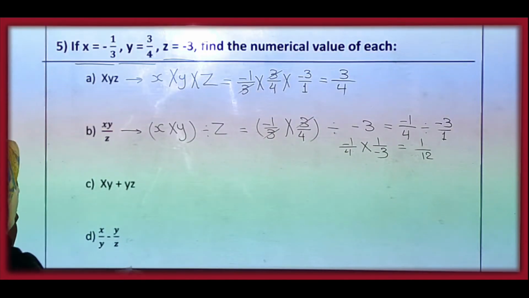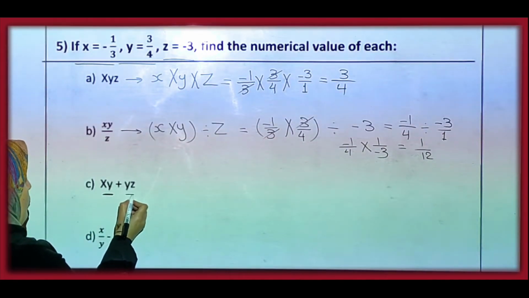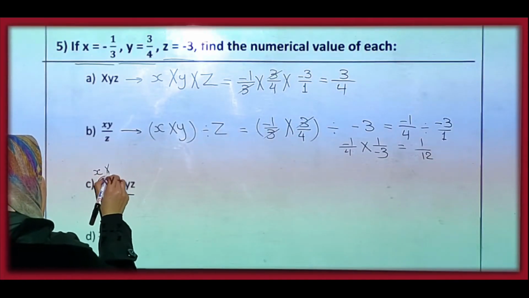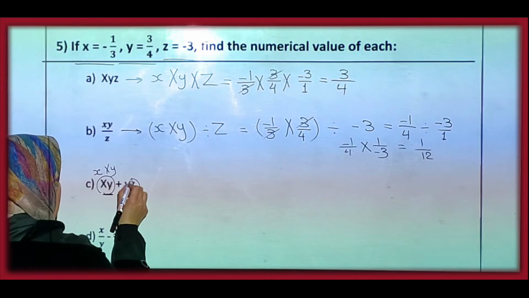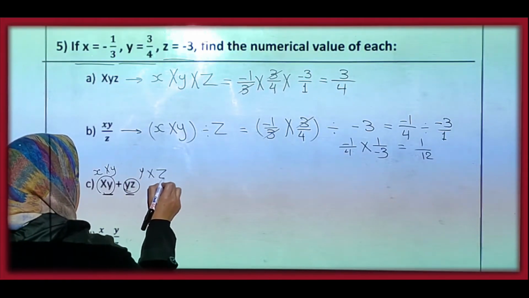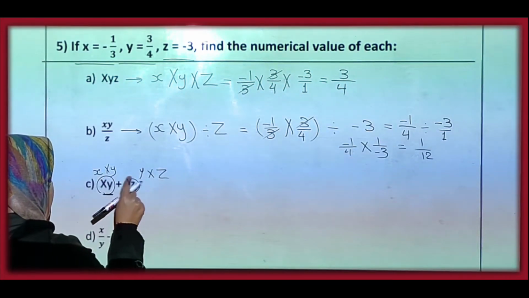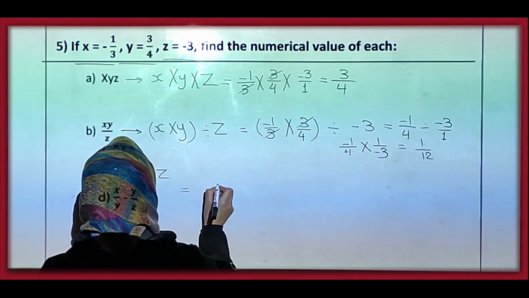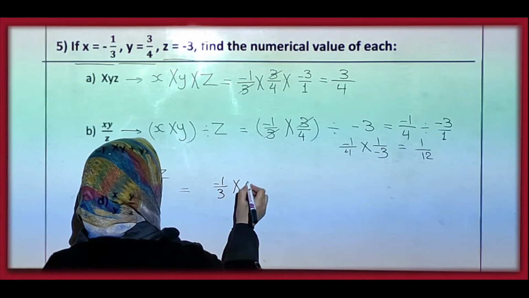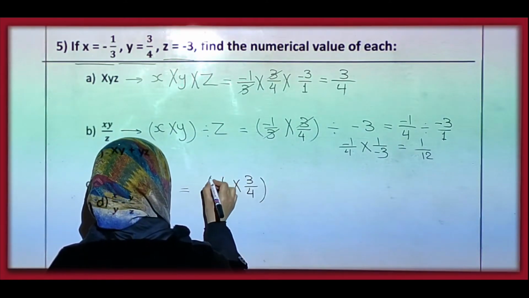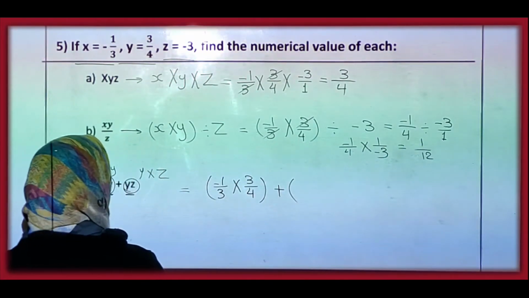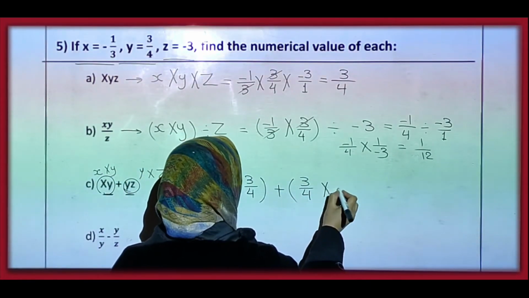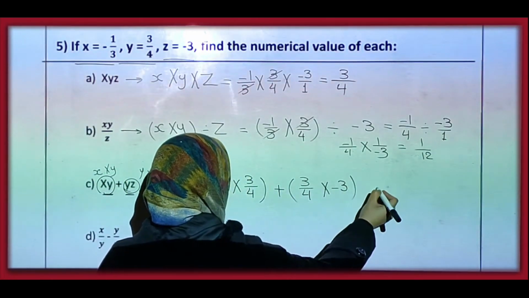Letter C, xy plus yz. xy means x multiply y. yz means y multiply z. Then add the two products. xy is negative a third multiply 3 over 4, plus yz equals 3 over 4 multiply negative 3.